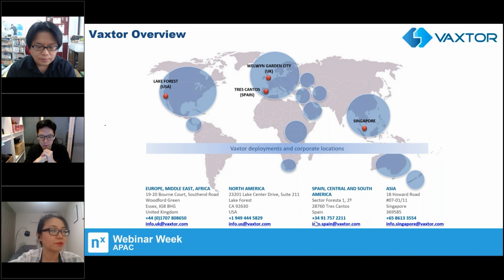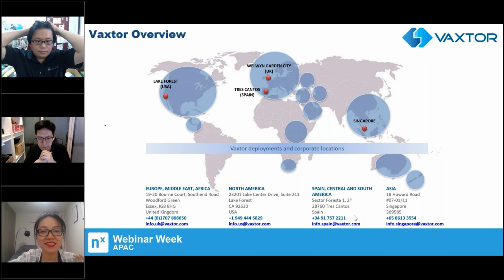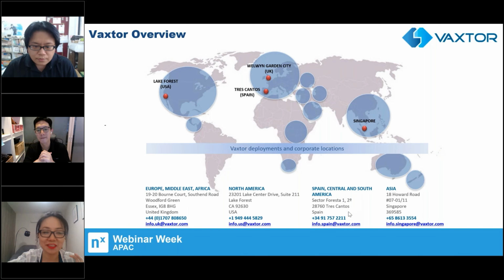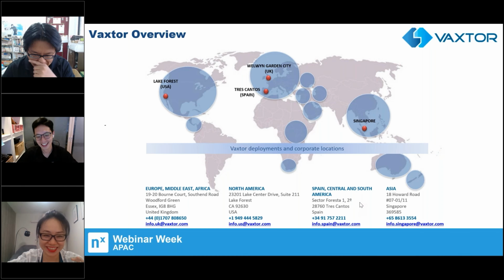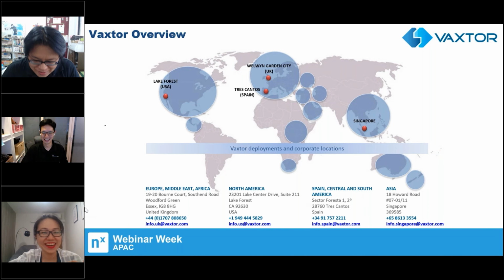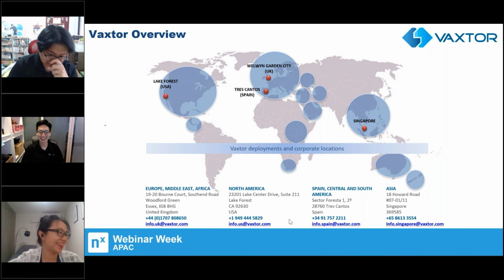Again, our European branch is in Spain, and most of the R&D software engineers are located there. Myself, I'm located in Singapore, covering the Asia Pacific market. I want to emphasize that Vaxtor software is all developed in Spain, which means much more cost effective. In terms of software price, it's competitive. So this is a key message, although our HQ is in the UK.